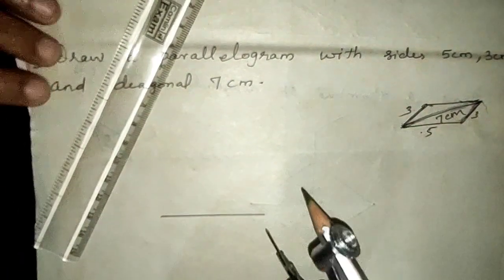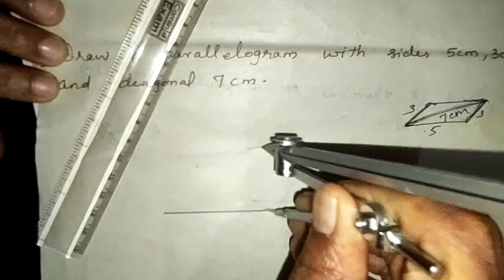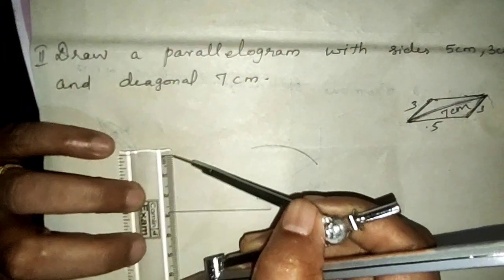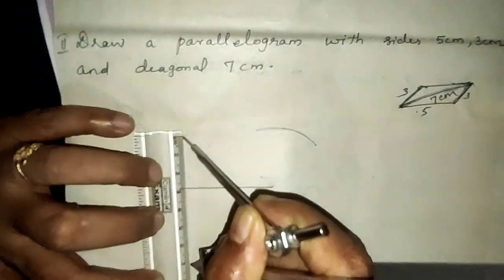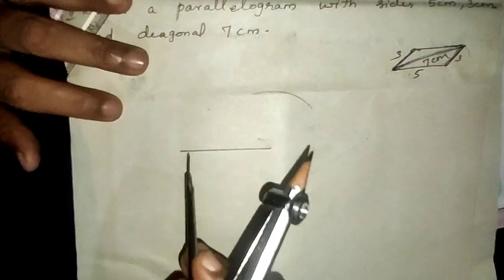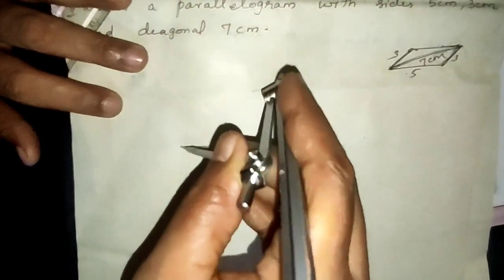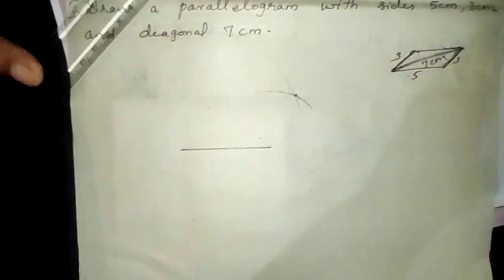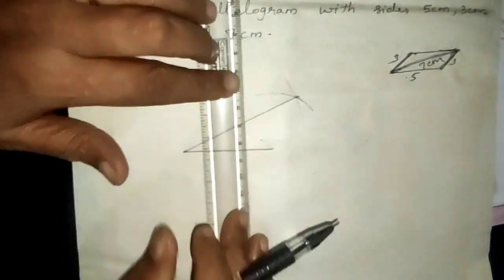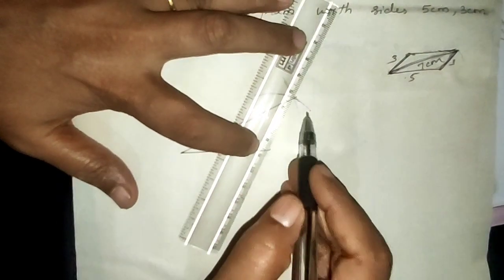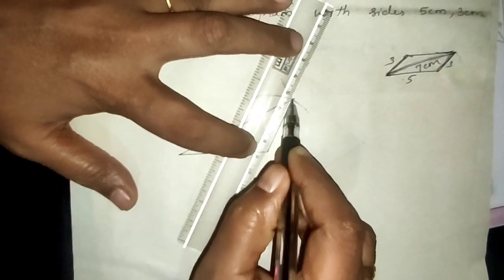Okay, so just mark 3 here like this. Then, keeping this point as center, draw another arc of 7 centimeter. Take 7 centimeter on the compass, then keeping this point as center, draw a 7 centimeter arc here. Then mark the intersecting point, then just join. Yes, so we have, okay, so this is our figure.